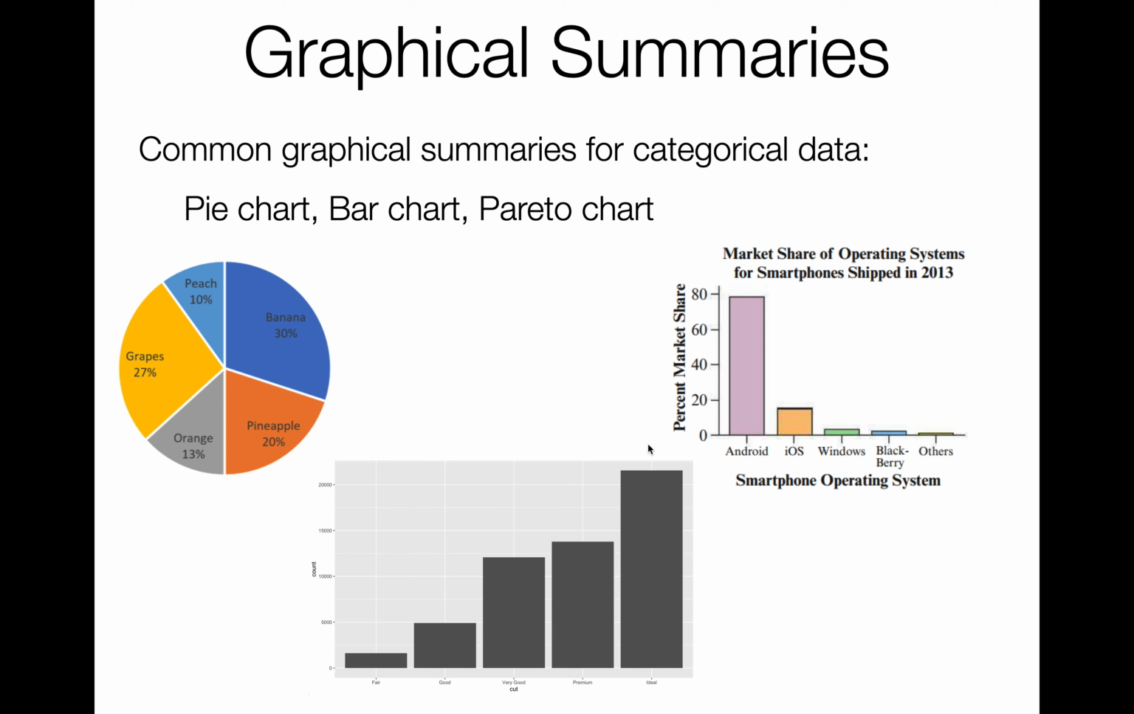When you have categories, you have a fixed set of finite things. It really limits the number of graphical summaries that you can make about that variable. The three most popular ones that we're going to talk about right now are the pie, bar, and Pareto charts. Usually they're called charts for categorical variables.